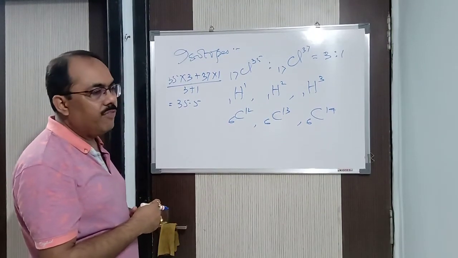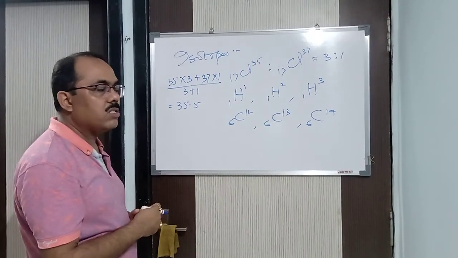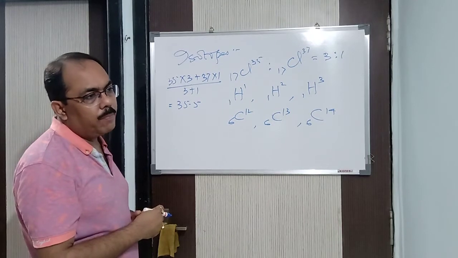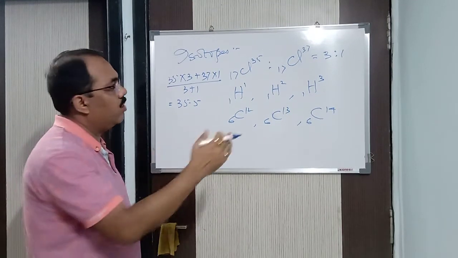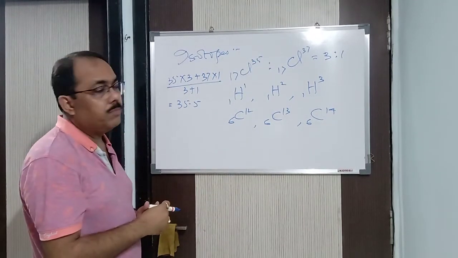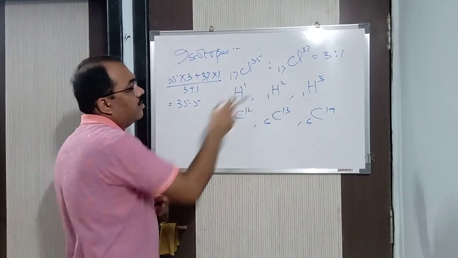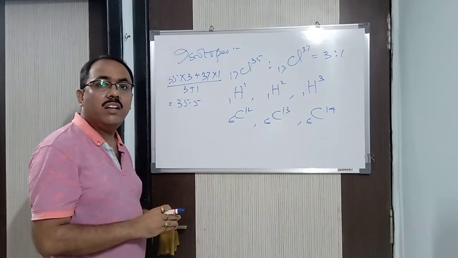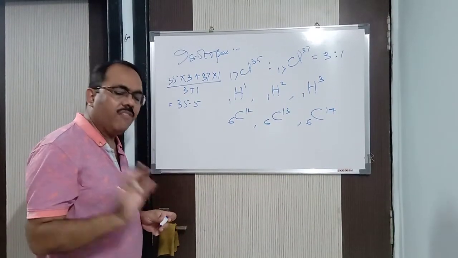So each and every atom consists of some or other isotopes, and they are present in an atom in a certain ratio, as you have seen in the case of chlorine. Similarly, in the case of hydrogen also, it is present in a certain ratio. In the case of carbon also, it is present in a certain ratio. In each and every element.